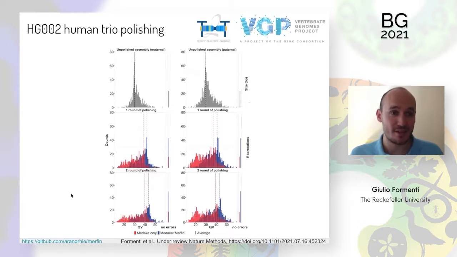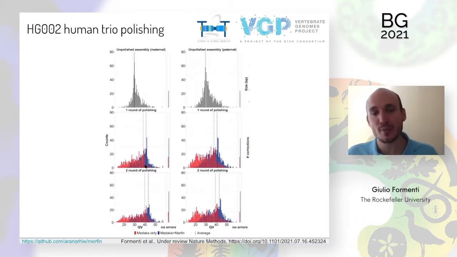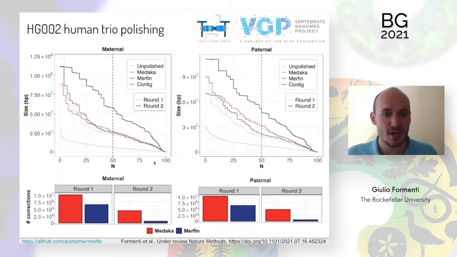We then tested and used Merfin to polish and evaluate a genome assembly from the HG002 data sets. In particular, this is a trio data set, which we assembled using nanopore reads. And here you can see that we are improving the consensus accuracy, the blue distributions over the red ones, when we apply Merfin to filter the variant calls generated by Medaka. This is true for the vast majority of contigs within each of the assemblies.